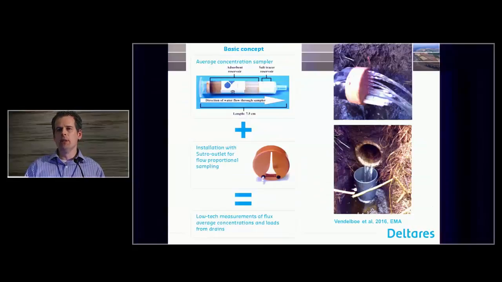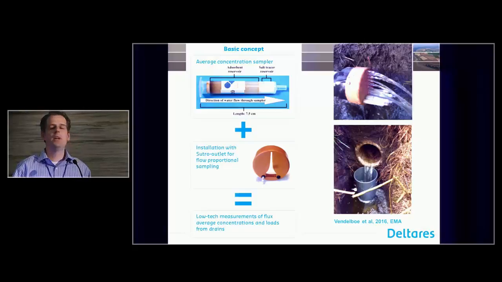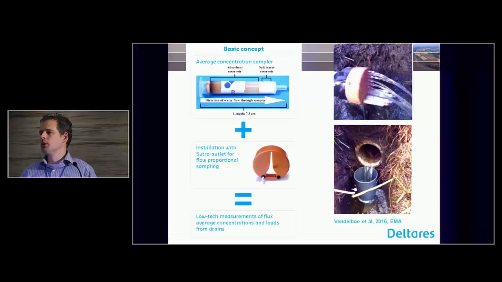More recently, we also made a mounting method for the sorbet cell that enables measuring flow average concentrations from tile drains. By installing it into a profiled outlet, there's a 1-to-1 relation between the discharge of the tile and the amount of water that's sampled by the sorbet cell. This is one for small tile drains, but we've also scaled it up for the larger tiles that are more common in the US, I guess.